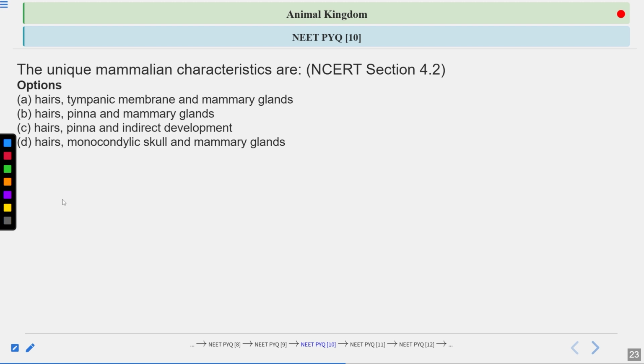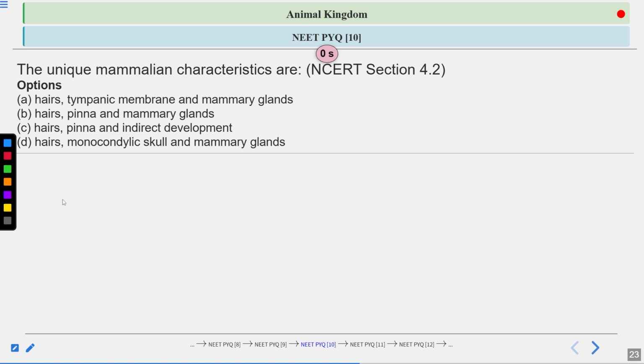The unique mammalian characteristics are... This question is coming from the NCERT section 4.2. Options are as follows. A. Hairs, tympanic membrane and mammary glands. B. Hairs, pinna and mammary glands. C. Hair, pinna and indirect development. D. Hair, monocondylic skull and the mammary glands. So you can solve this question and then we can check out the correct answer.